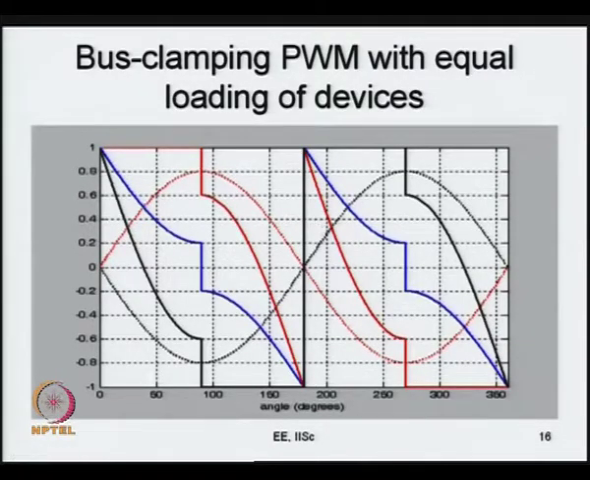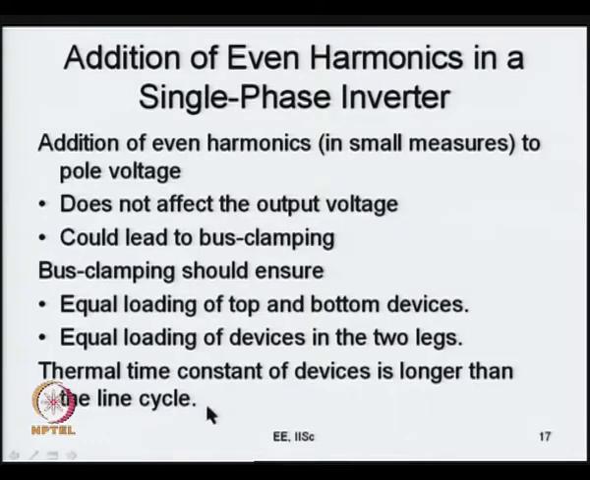So, by even harmonic injection you have no advantage, but you can possibly have this advantage. What you can do? Bus clamping, that can result in lower switching energy loss, and also ensure equal loading. By and large there are several methods. These methods are not so widely known. Bus clamping methods are known, but bus clamping methods for single phase inverters which would result in equal loading of devices are not so very widely known. It is contained in one of the references that I have given.